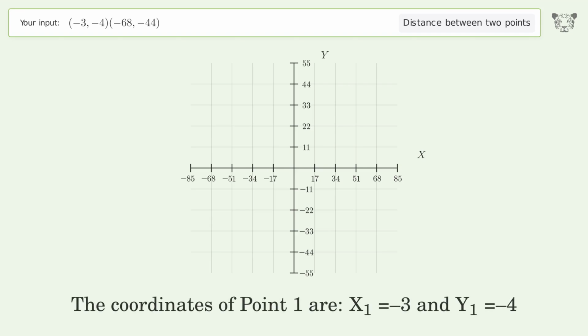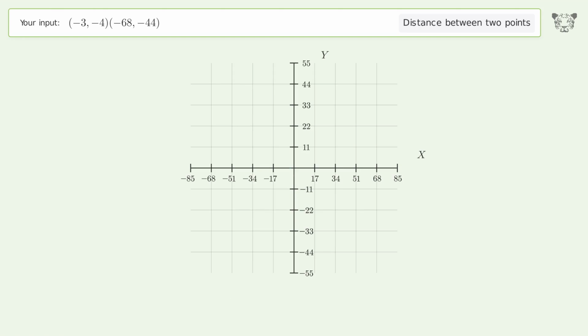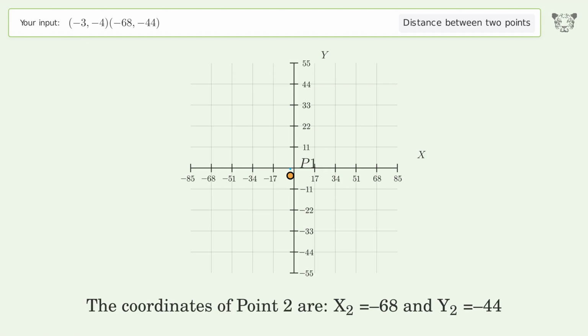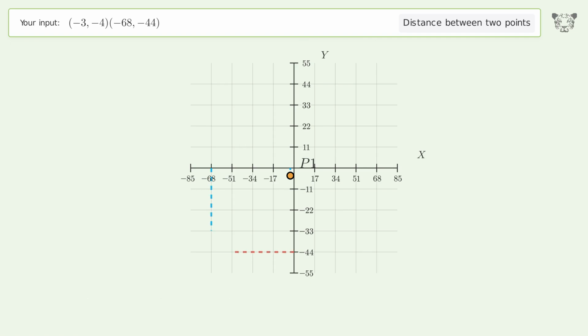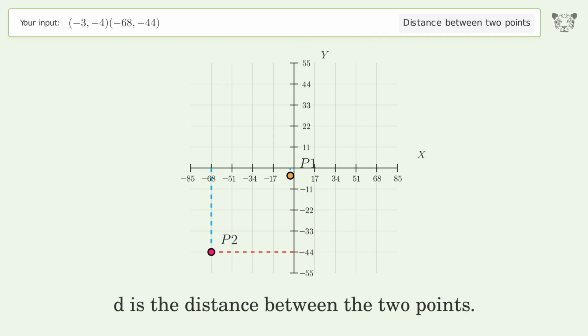The coordinates of point 1 are x1 equals -3 and y1 equals -4. The coordinates of point 2 are x2 equals -68 and y2 equals -44. D is the distance between the 2 points.